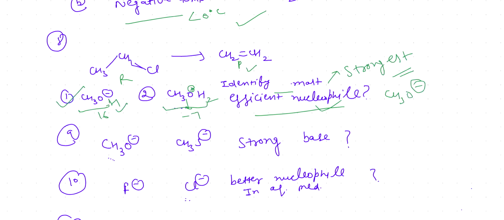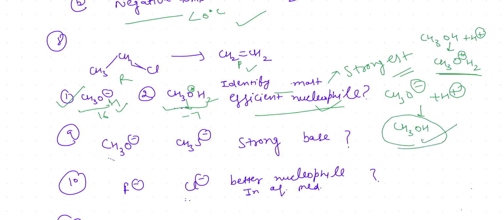How can we say this is a strong base? It depends on its conjugate acid. If we add H positive to this reagent, the product will be CH3OH. If we add H positive to the other, its conjugate acid will be CH3OH2 positive. Out of these, which is more stable? Methanol is a more stable product than this protonated product. So that's why CH3O negative is the strongest base, and it will favor elimination reaction.